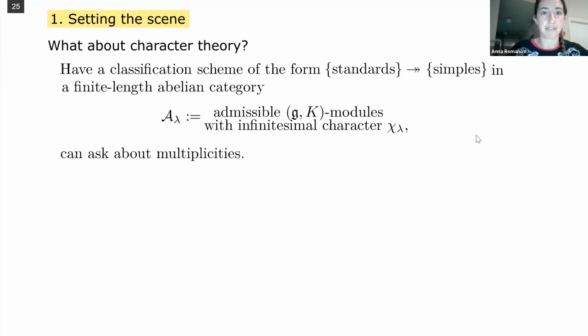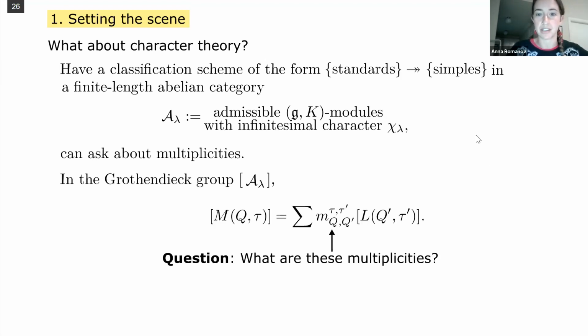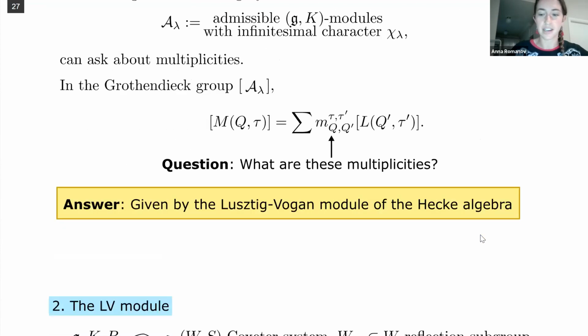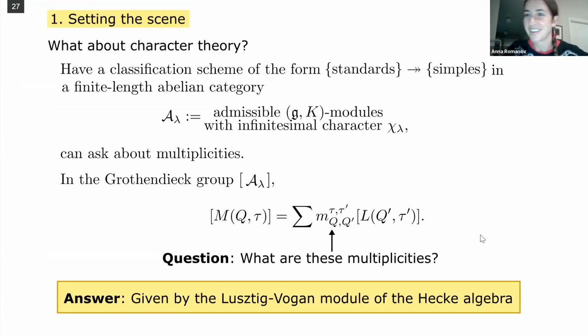These are our favorite type of questions to ask in representation theory. And so a little more precisely, we could look within the Grothendieck group of all of these admissible GK modules and ask about how we can express standard modules in terms of simples, what these multiplicities are. And this finally brings us to the title of the talk. The answer to this question is given in terms of this module over the Hecke algebra called the Lusztig-Vogan module. Okay, and so this brings us to the next section of the talk. But are there any questions about this first bit?